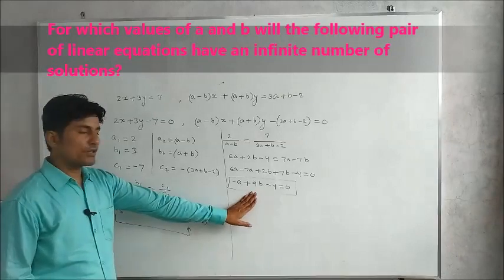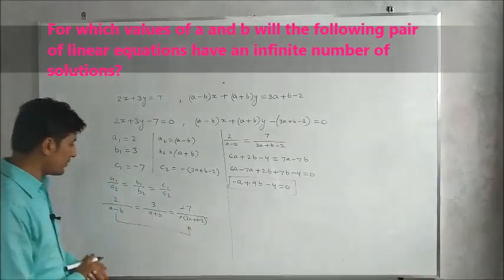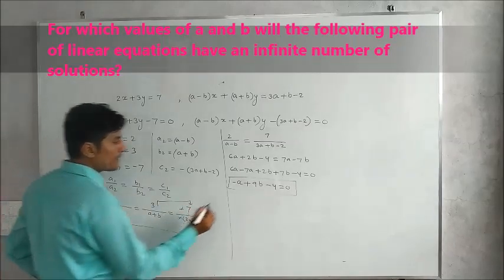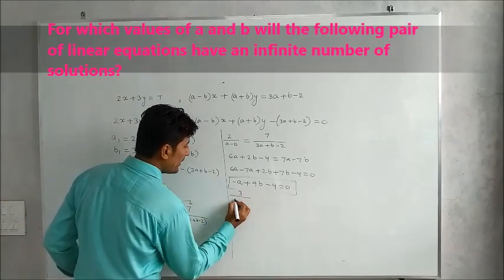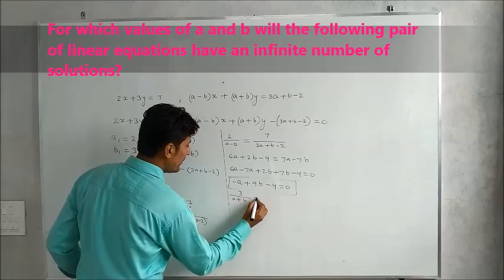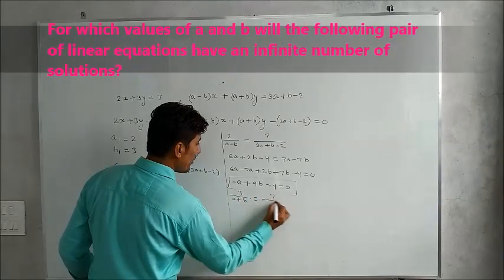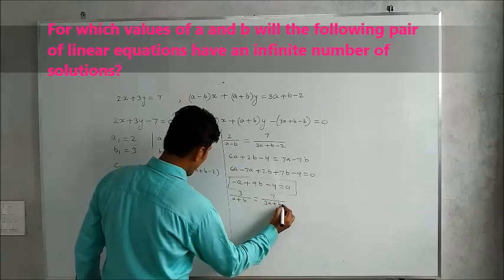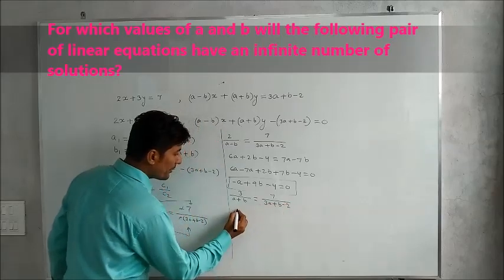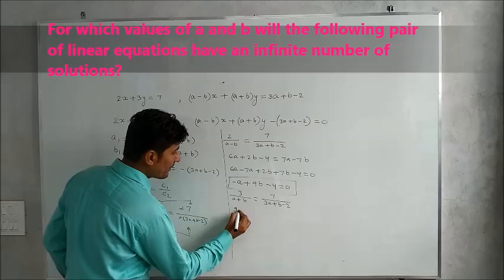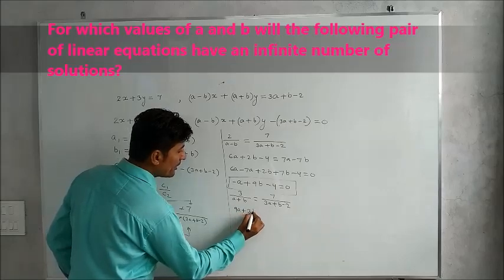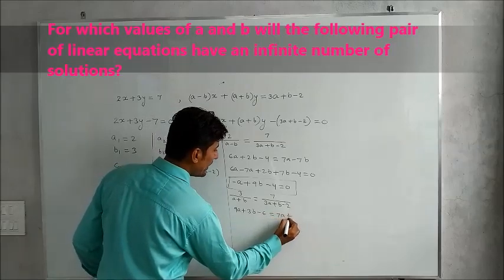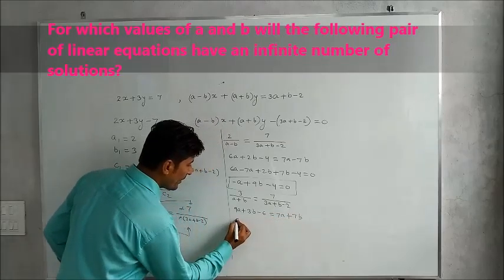After getting the first equation, we will form the second equation. This time we will equate these two: 3 upon a plus b equals 7 upon 3a plus b minus 2. After doing the cross multiplication, we will have 9a plus 3b minus 6 equals 7a plus 7b.